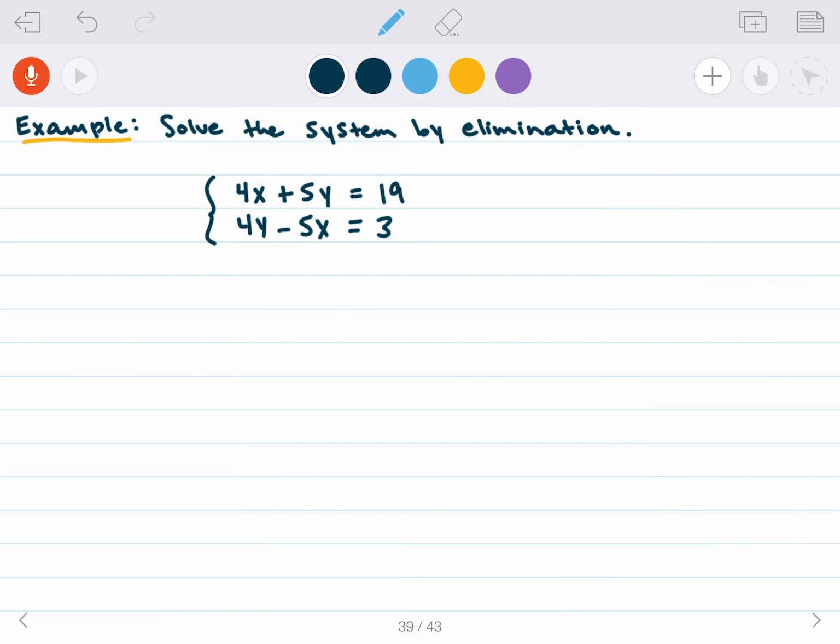All right, let's do this one. So the first thing I'm going to do is line up my x's and y's because they're not lined up as we see them here. So I have 4x plus 5y equals 19 on top. And on the bottom, I'm going to put the negative 5x under the 4x, and then I have the positive 4y under the 5y, and that equals 3. So that was my first step.